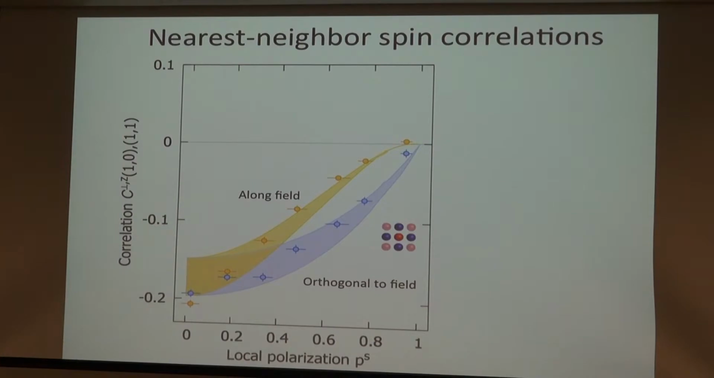Now, once you start to spin imbalance the gas, in the limit of fully polarized, you would expect no correlations, right? There's no more super exchange going on. The interesting thing is in between: the correlations along the field die much faster than orthogonal to the field. So this is evidence, starting to look at this canted antiferromagnet, that the correlations prefer to live in the plane orthogonal to the field.